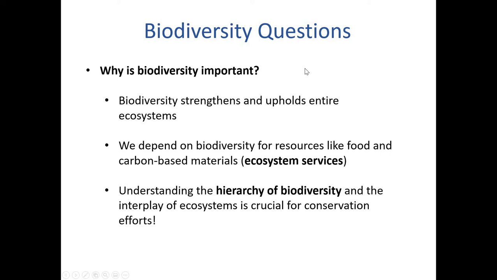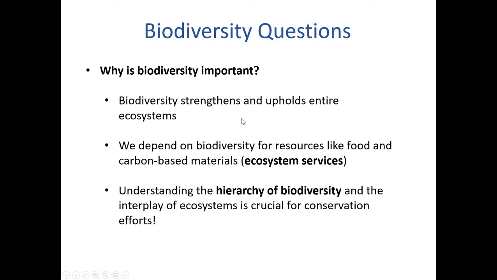All right, so just to summarize a few things about why biodiversity is important, and we're actually going to come back to a lot of the concepts that were presented in that video. Firstly, biodiversity strengthens and upholds entire ecosystems. Each species within an ecosystem is oftentimes important for the survival of other species, and certain species are really critical for the survival of basically the entire ecosystem.